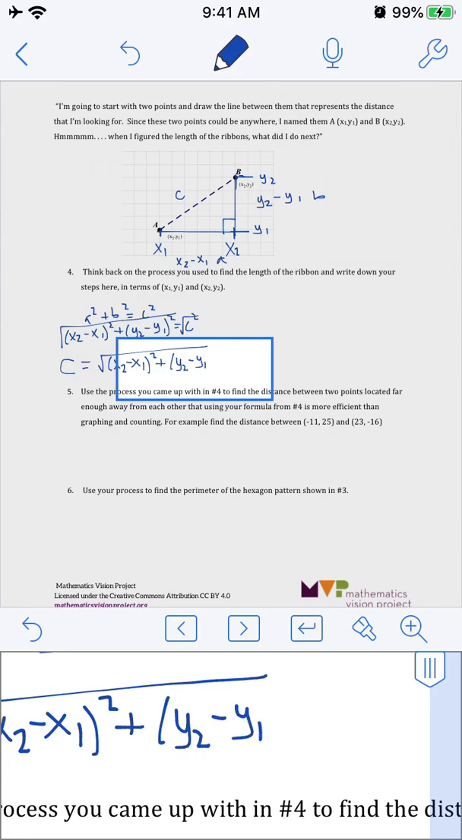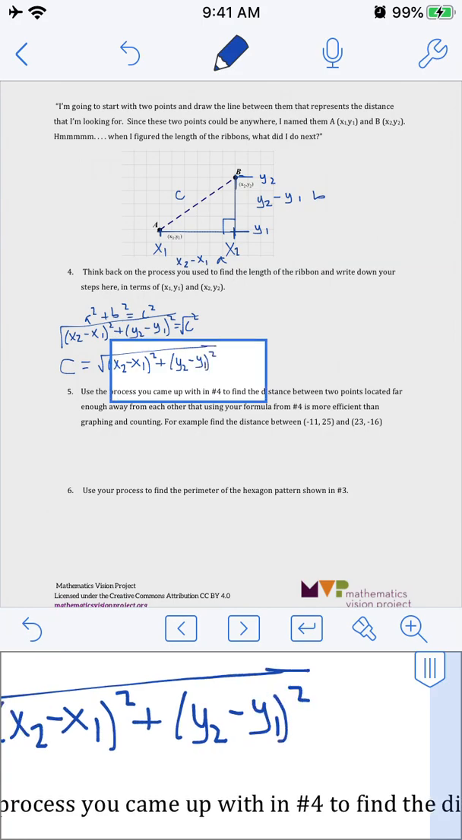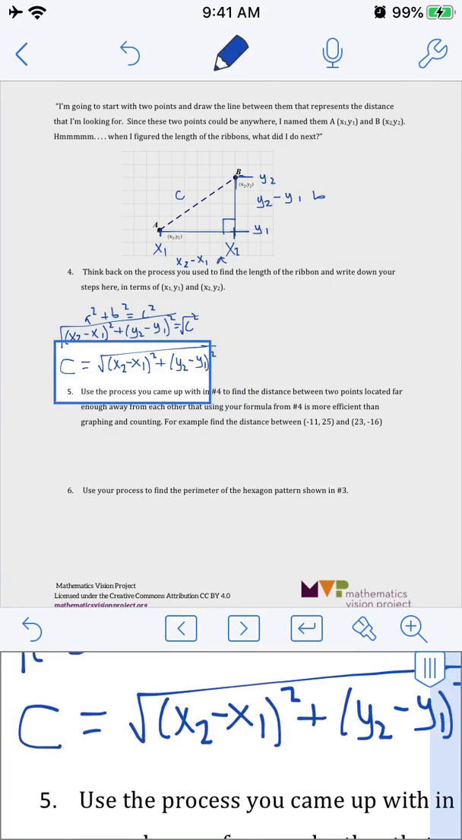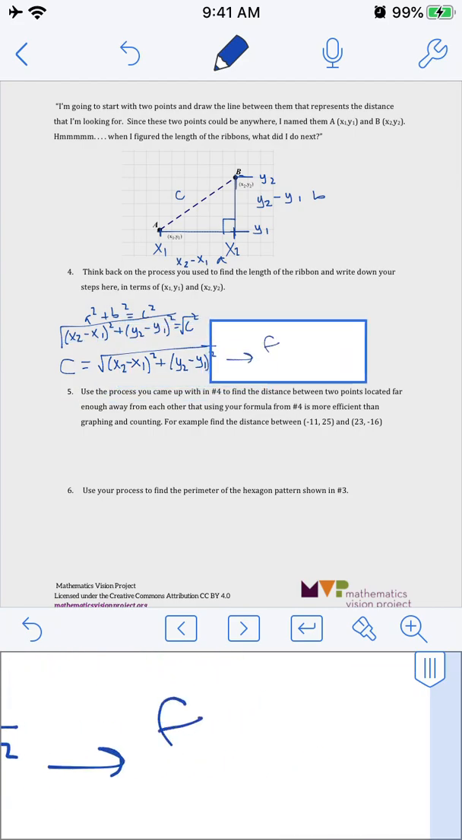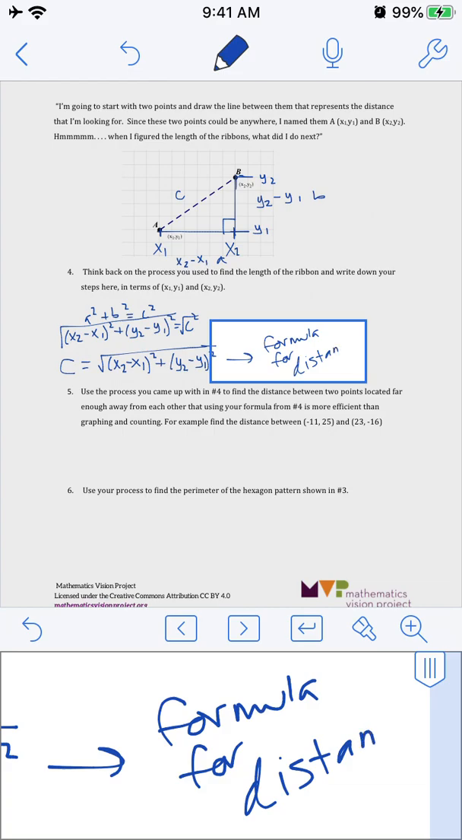I'm just copying and pasting everything we had before that we then square rooted. And this thing is actually, ironically, called D. Not really because it's a fourth side of the triangle, which makes no sense, but it's the distance formula. This is the distance formula. It's a formula for distance, and we usually label it D.